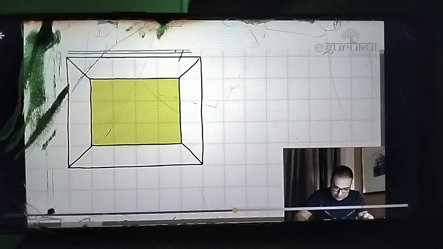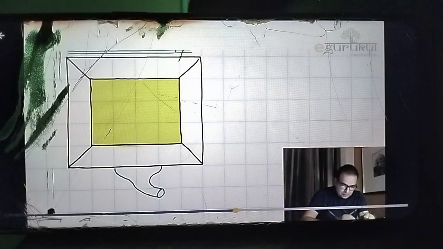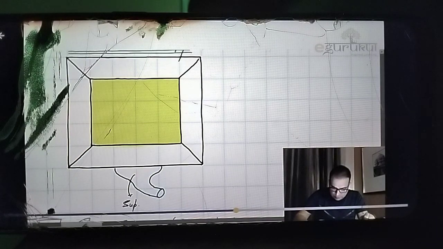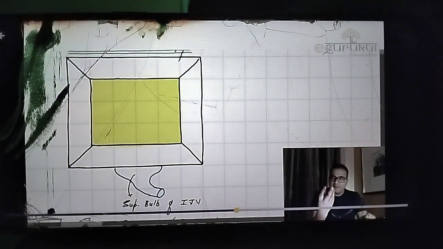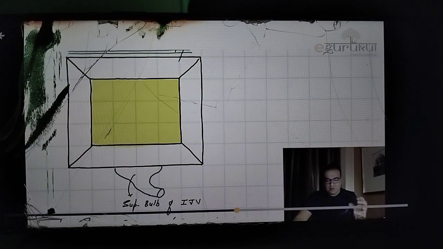It's always good to draw these things, guys. Let us say this here is the internal jugular vein. In fact, I should draw it like this, that it's a superior bulb. So this here is the superior bulb of internal jugular vein. When the internal jugular vein is formed, it is formed like a bulb actually. But the bulb head is present exactly below the floor of the middle ear. So that's the superior bulb of the internal jugular vein.